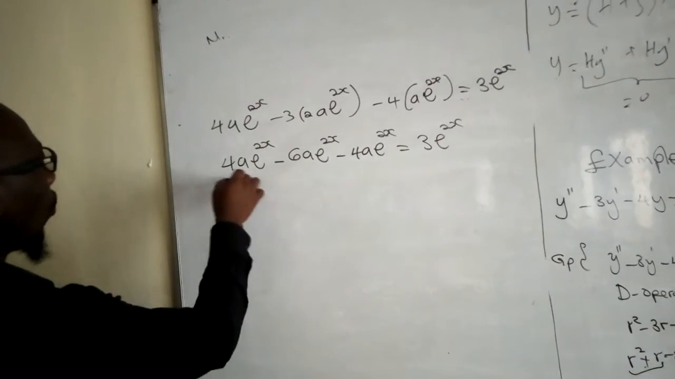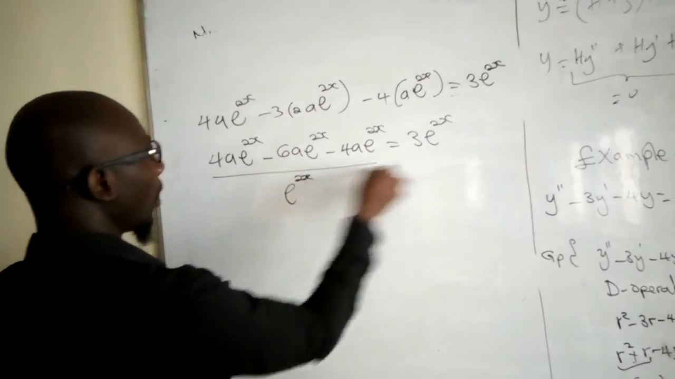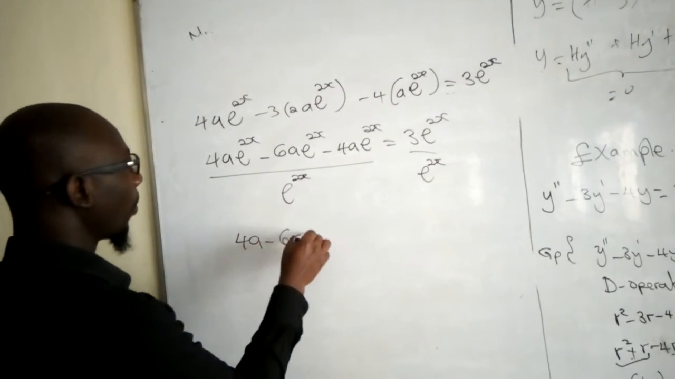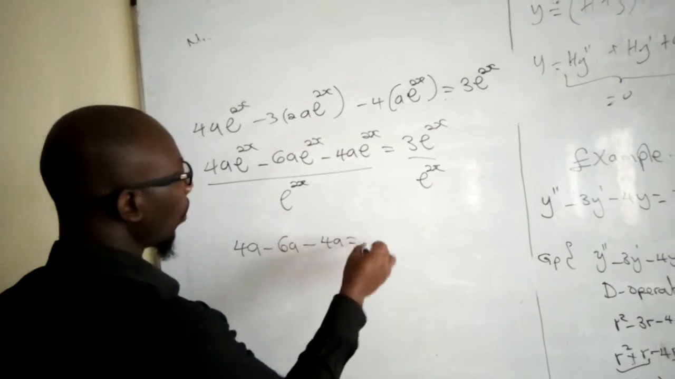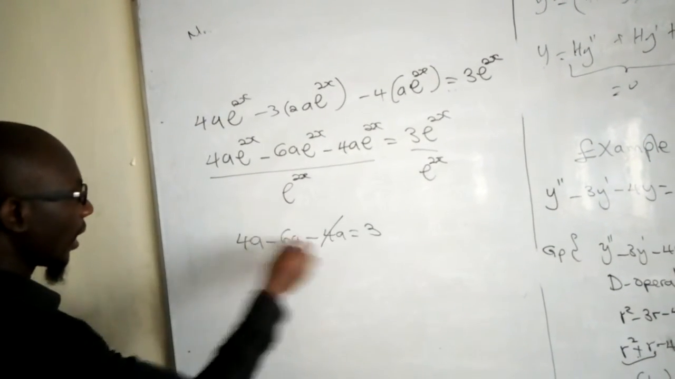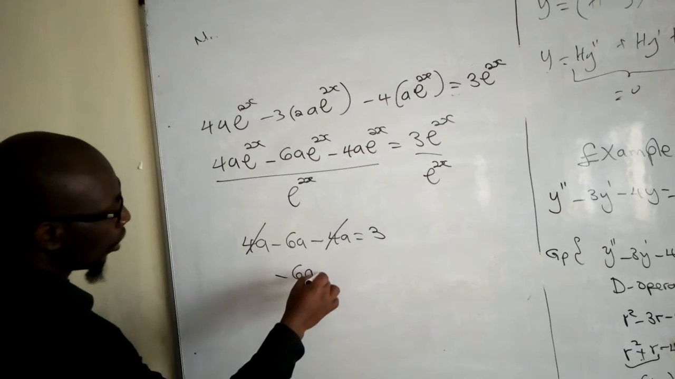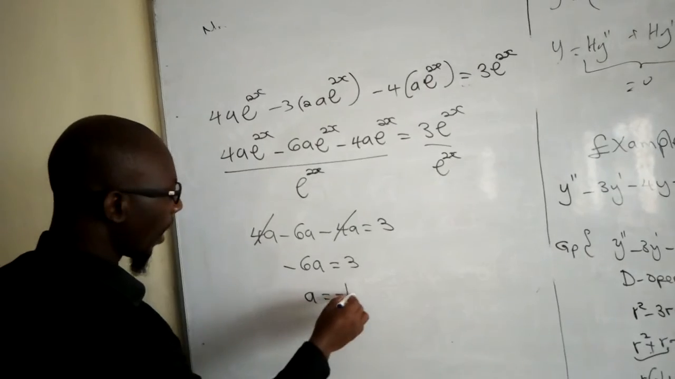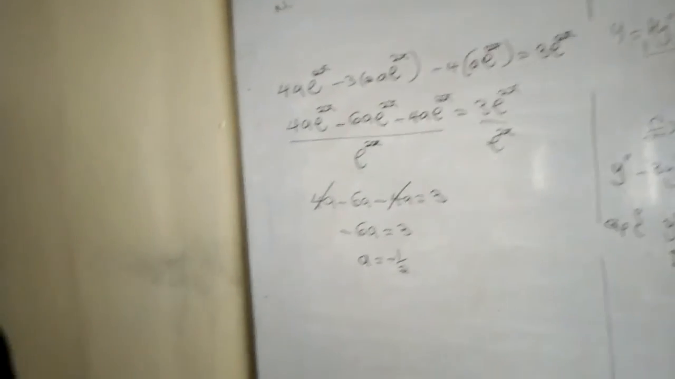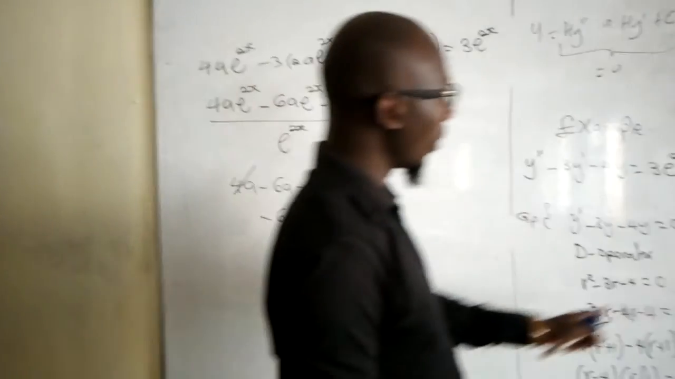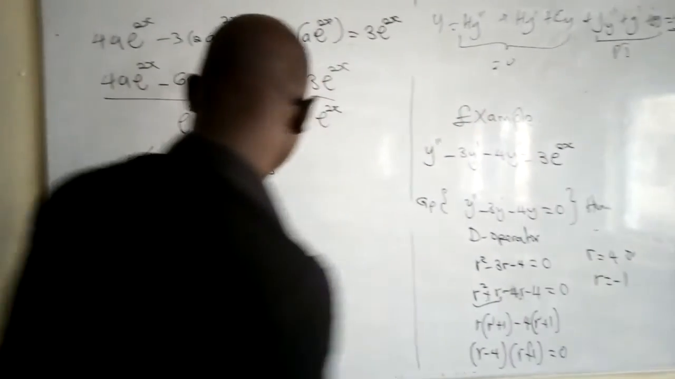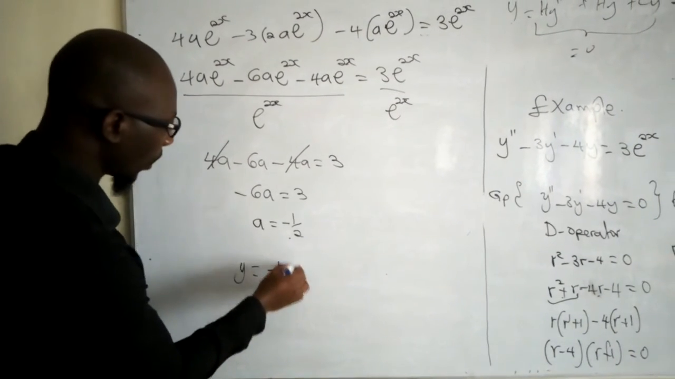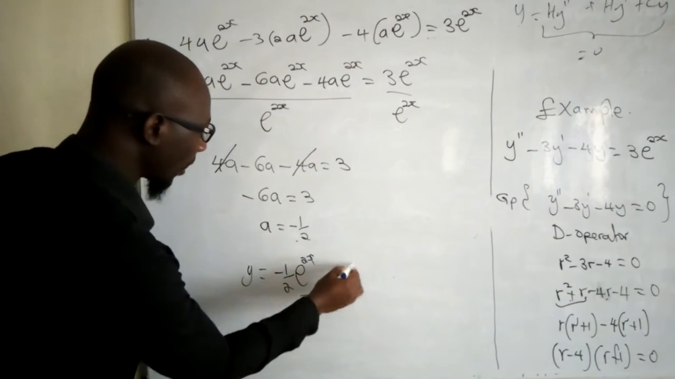So we can divide all through by exponential of 2x, both sides. We get that 4a minus 6a minus 4a is equal to 3. This and this cancel out, and you get negative 6a equal to 3. Our a shall be equal to negative a half. After getting negative a half, you replace in the assumed solution. That is, y is equal to negative a half exponential of 2x. So this is our particular solution.